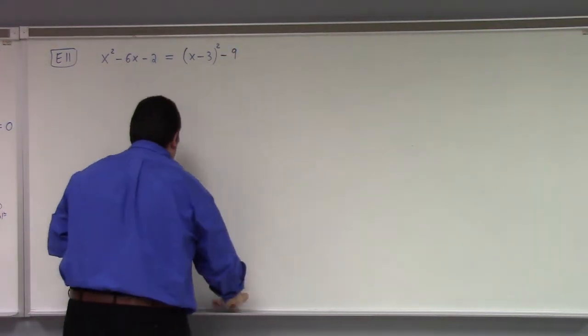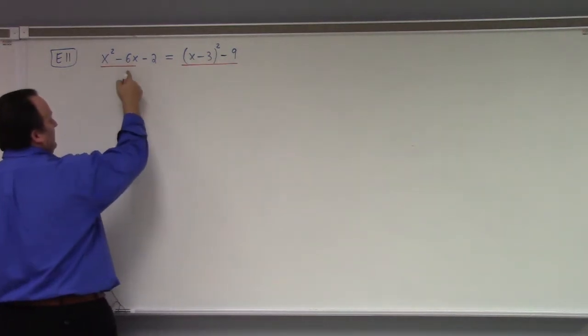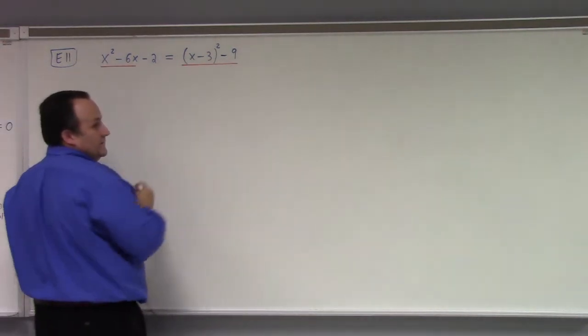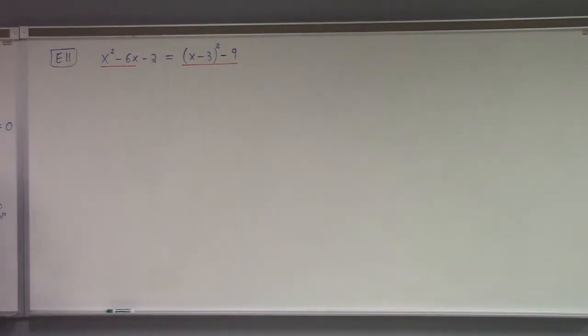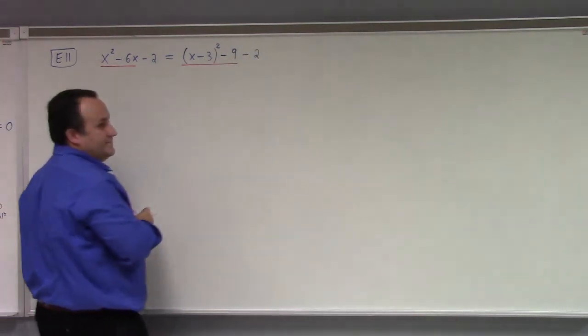At this stage in the game, I would emphasize that this is equal to these two terms. I'm just replacing these two terms with this squared term. That's completing the square. Now, of course, the minus 2 is still there, like that. All right?